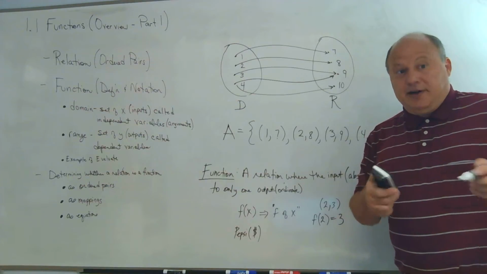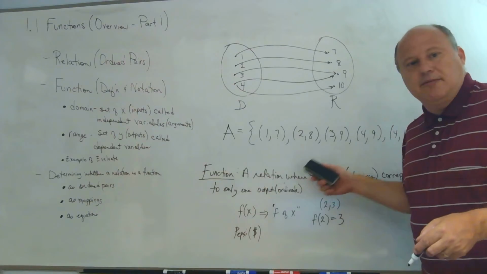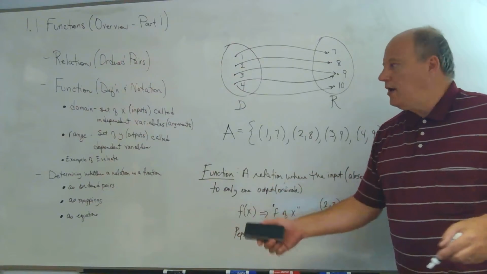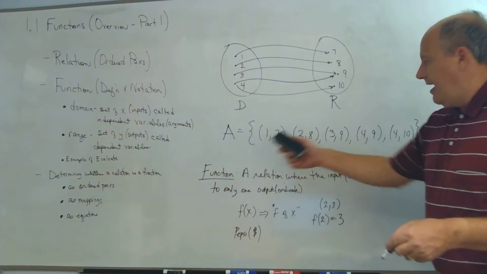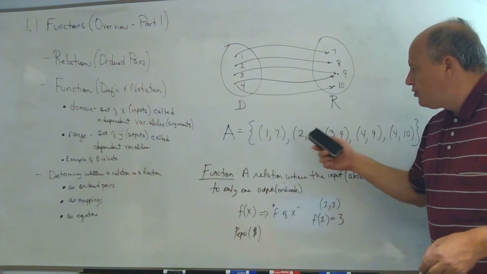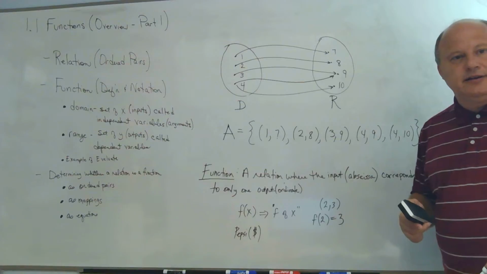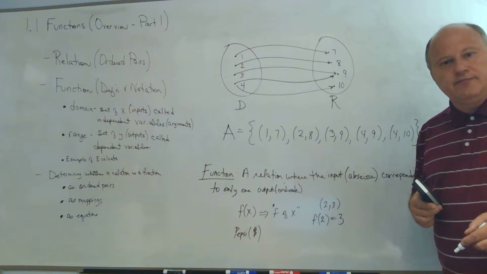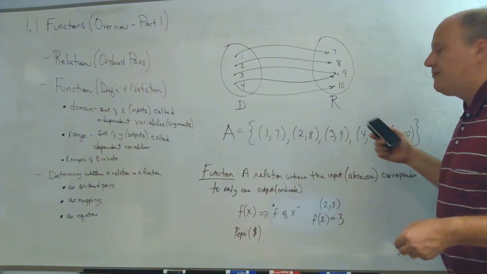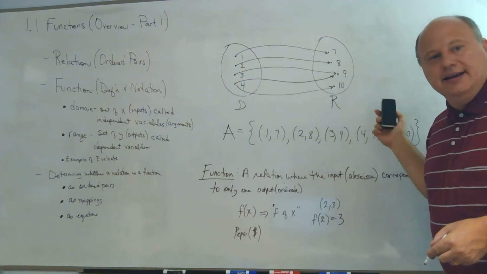Every function is a relation by definition, because that's what a function is. But is every relation a function? Well, look at set A. Set A is a relation because it's a set of ordered pairs. 1 gives me 7, 2 gives me 8, 3 gives me 9, 4 gives me 9, and 4 gives me 10. Where does the problem occur? The 4 gives me two different numbers. The 4 gives me a 9 and the 4 gives me a 10.